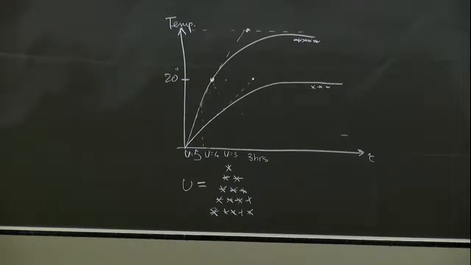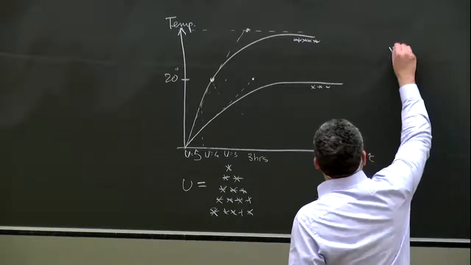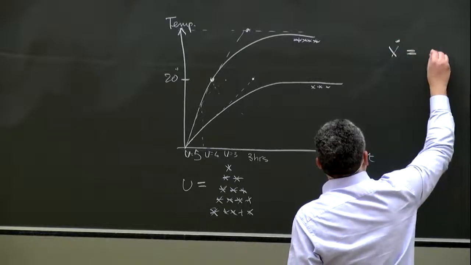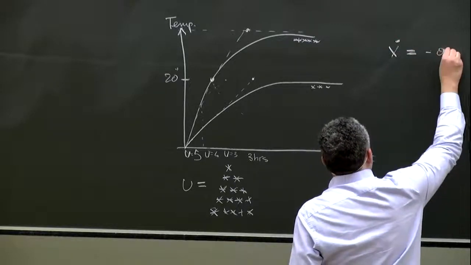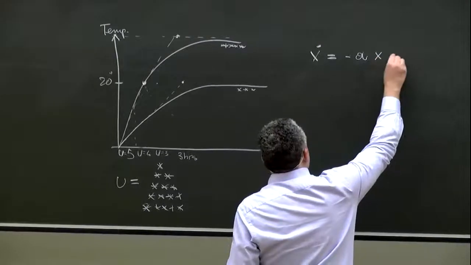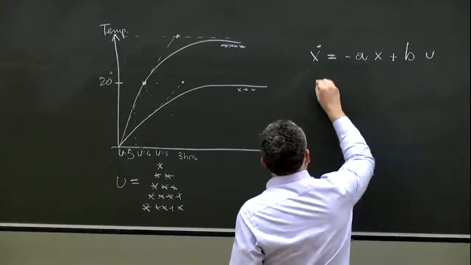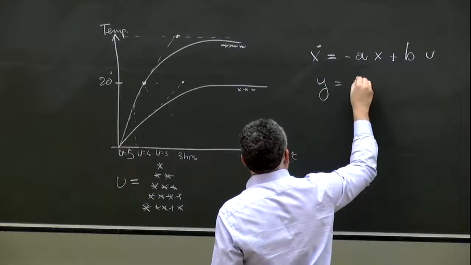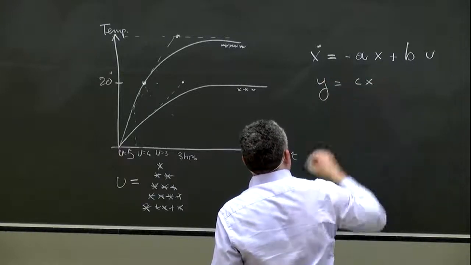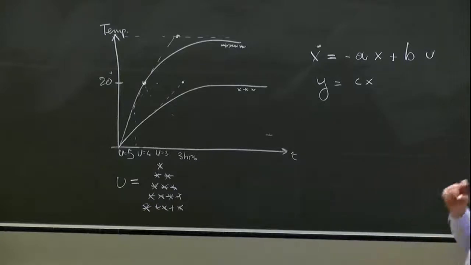Now, let's see, what do you remember, what will the equations look like here? So this is a first order system, right? So what we can say is, okay, x dot will be equal to minus a x, right? Plus some b times my control u, and then y will be equal to, say, c x, okay? What is A in this case?